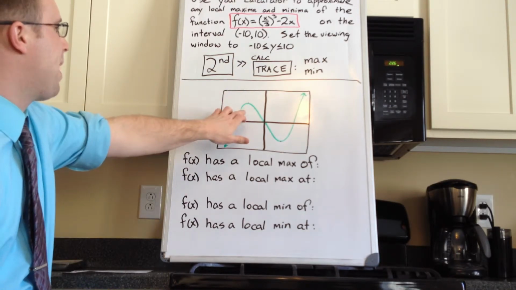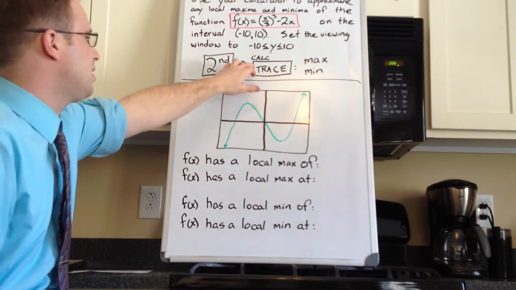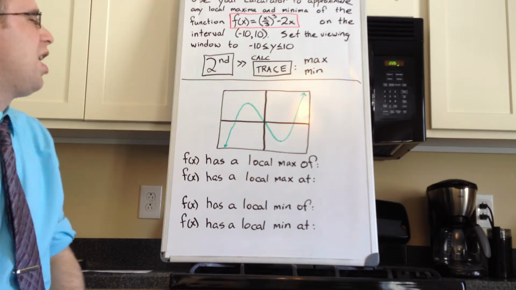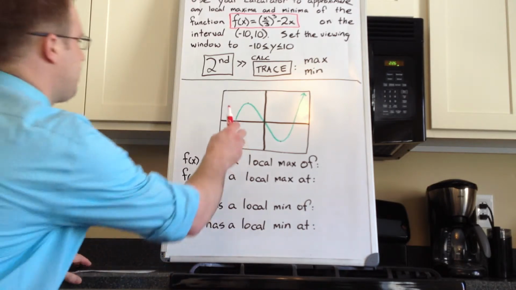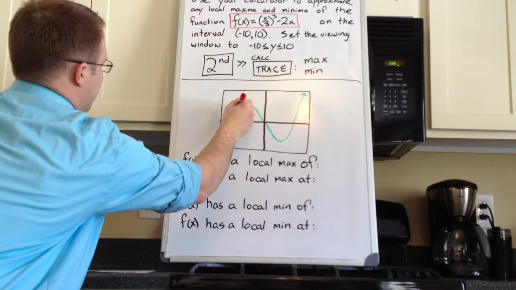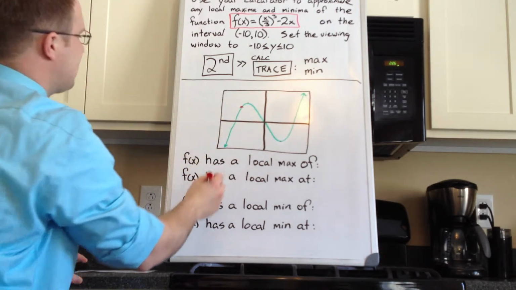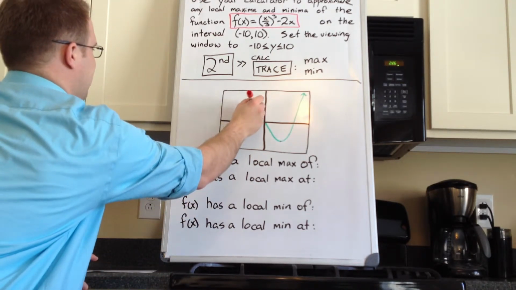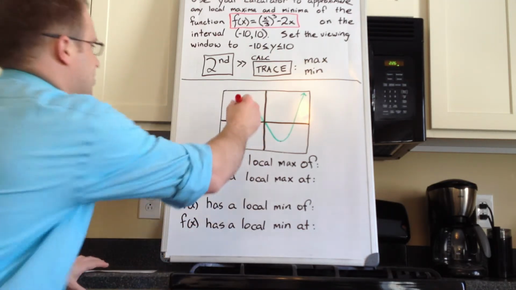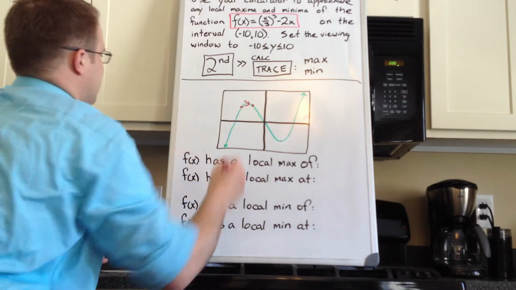So if I was looking at the maximum here, I would hit second, trace, and then scroll down to maximum and hit enter. It would ask me for a left bound, so I would go just to the left of where I know the maximum is. So I might inch the little spider over to here. And then it's going to ask me for a right bound, so I'll click it over to right about here. And then it will ask me for a guess. So right in the middle.